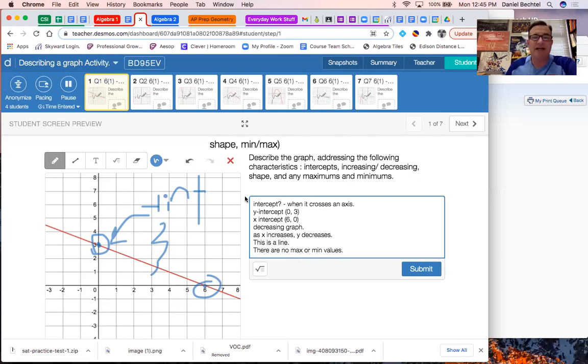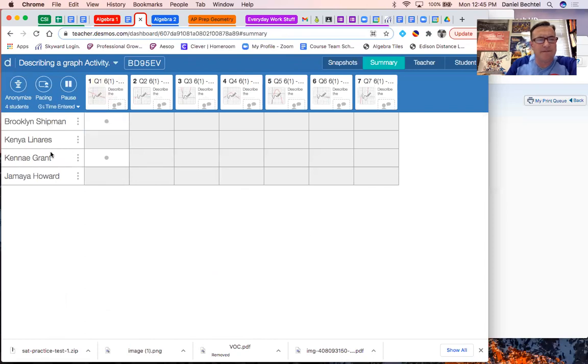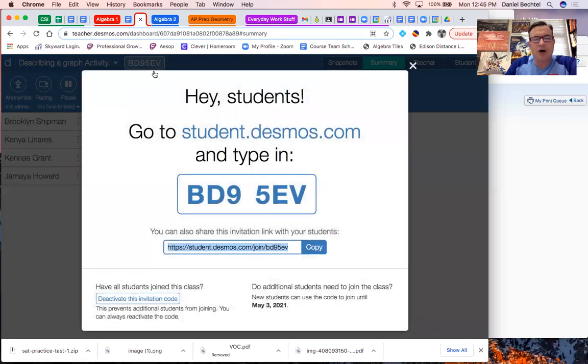So with this activity, here's what I'm going to want you to do. I'm going to go back to the summary and see. We've got 4 people in. I am going to take the invitation and throw it in the chat for you guys to come in and do this. This is going to be the activity for us to go in and do together.